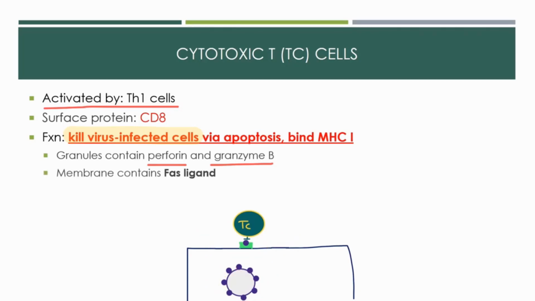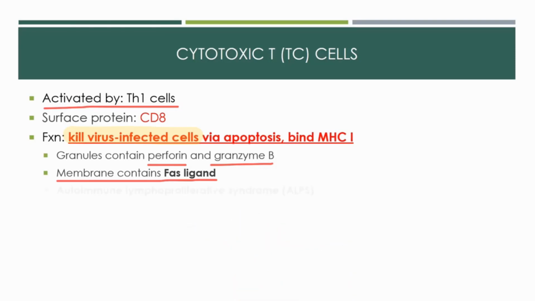Another way cytotoxic T cells can induce apoptosis is through the Fas pathway. The membranes of cytotoxic T cells contain Fas ligand. Fas is the CD95 death receptor on cell surfaces, which I'm drawing into our diagram here, and its ligand binding triggers the extrinsic pathway of apoptosis and kills the cell, and this mechanism is shared by natural killer cells as well. Cytotoxic T cells are also involved in peripheral tolerance and kill overreactive lymphocytes by apoptosis.